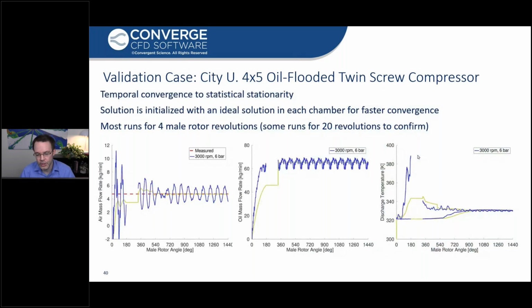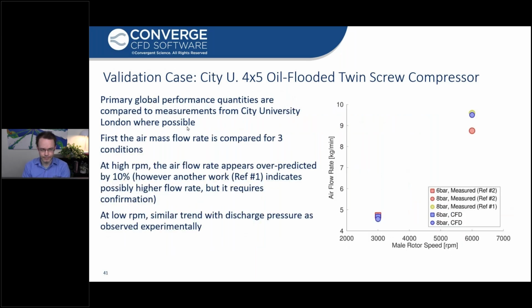One of the first questions, and one of the hardest things for this case, is to actually get it to a statistically stationary state. So we make sure we run it long enough where the flow rates of the oil and the air are stabilized, as well as the temperature at the outlet. We found that ideally 4 revolutions of the male rotor were enough to reach a statistically stationary state. However, we did perform up to 20 revolutions to confirm this.